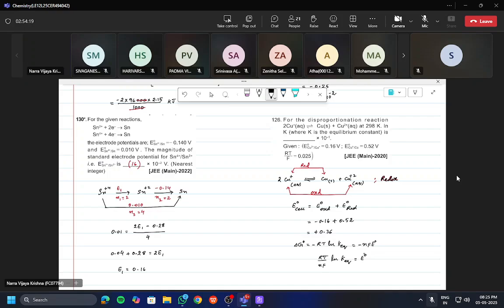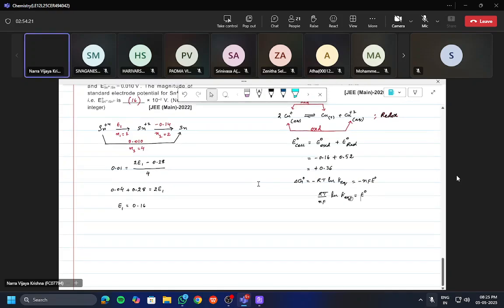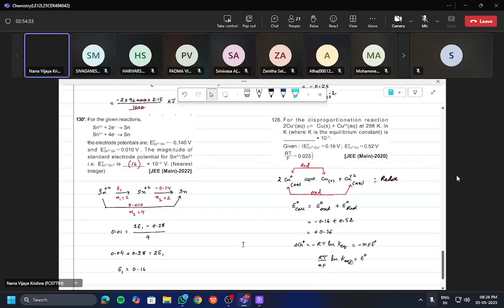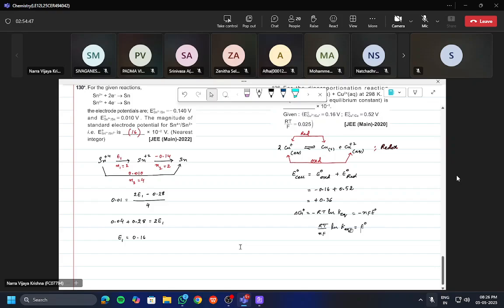Can I write RT by NF as 0.059 divided by 2.303? Right. Are you able to understand? They gave the 2.303 directly, the RT by F value they gave. And n is how many electrons? Plus 1 to 0 means 1 electron only. So the number of electrons transferred is 1. So what is RT by NF value? 0.025.